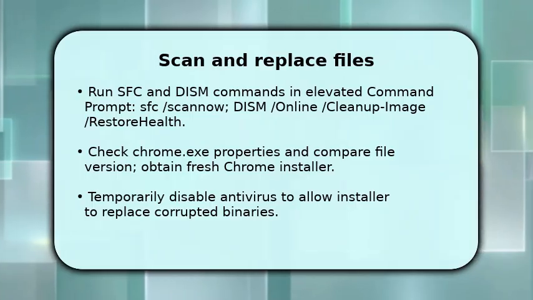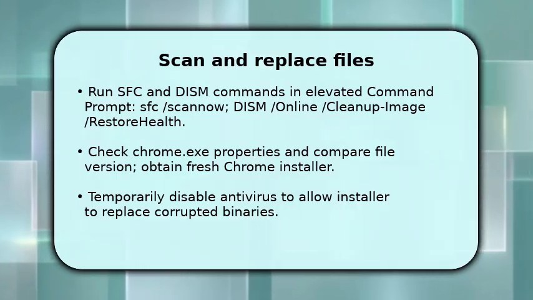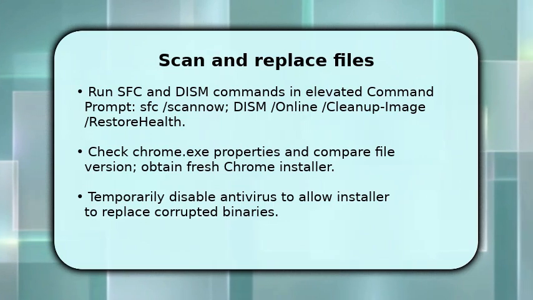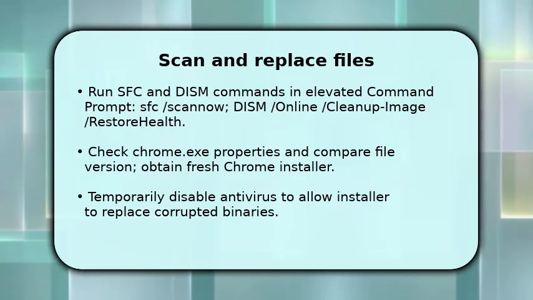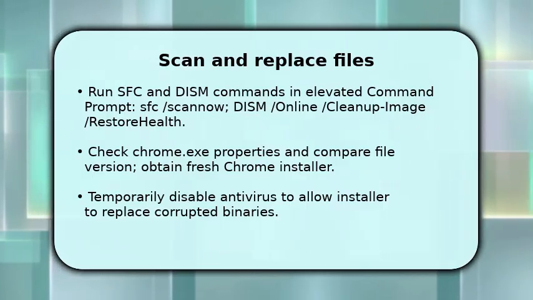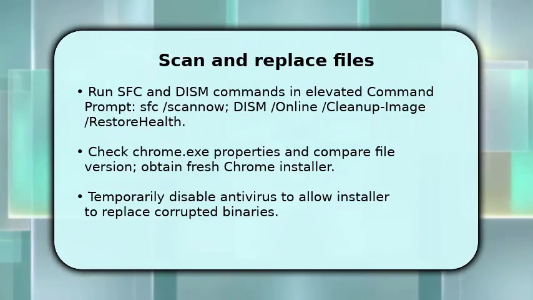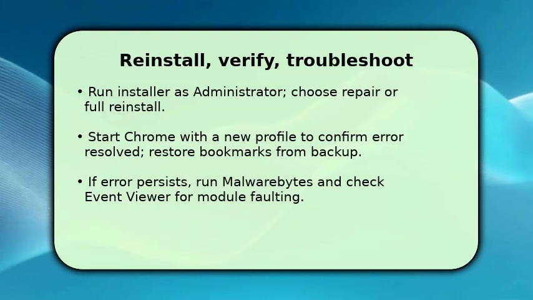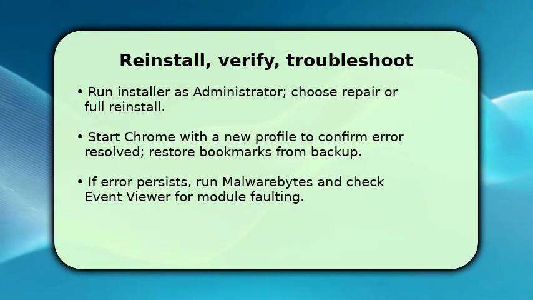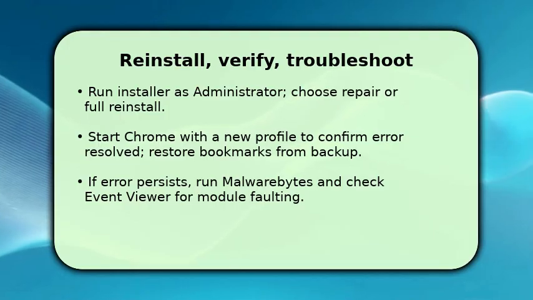Download the latest Chrome installer from a trusted source and, if needed, temporarily disable antivirus so the installer can overwrite the corrupted chrome.exe without being blocked. Finish by running the Chrome installer as administrator and choose repair or a full reinstall. That ensures chrome.exe and supporting DLLs are freshly written.